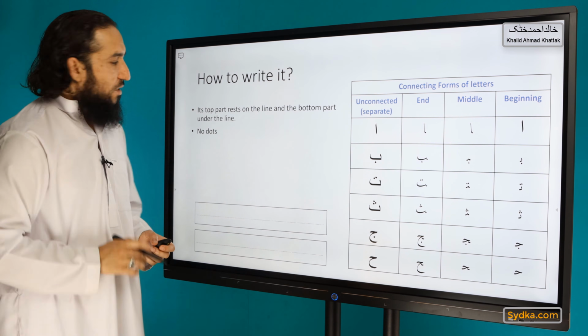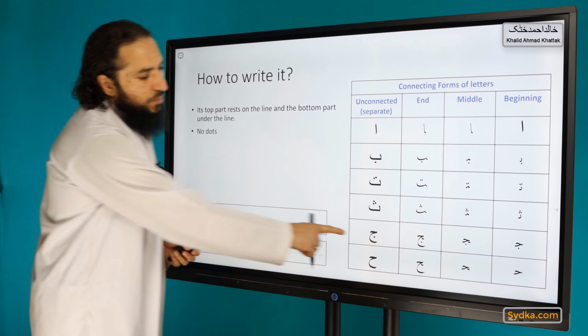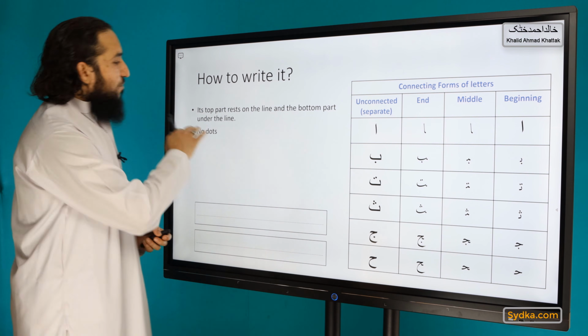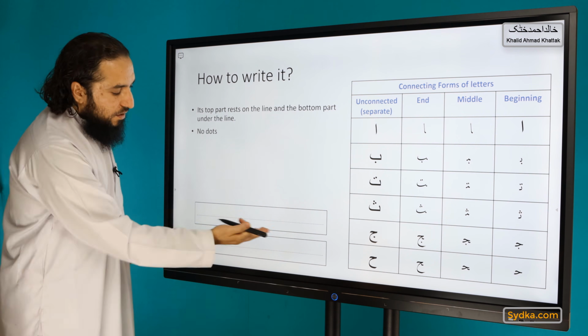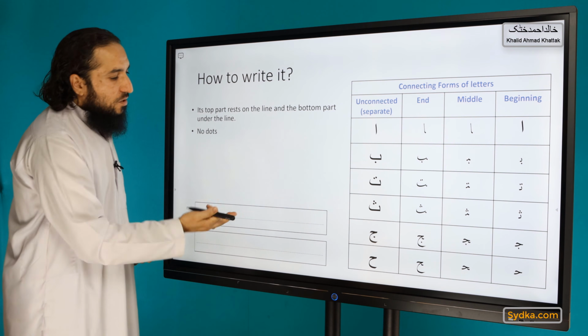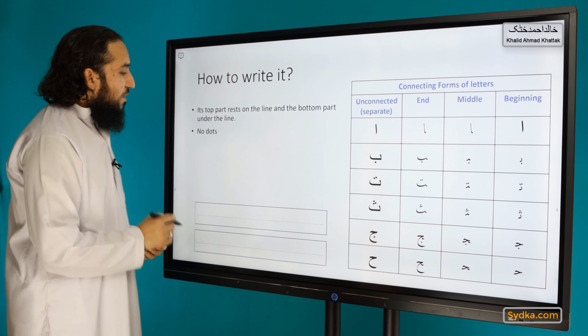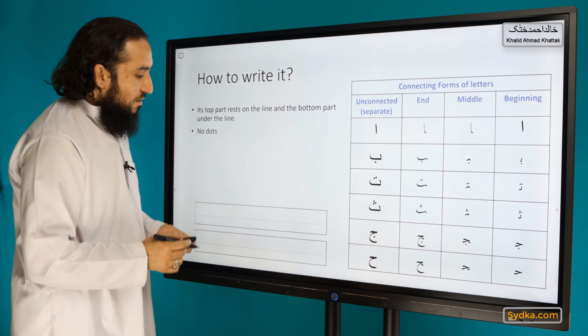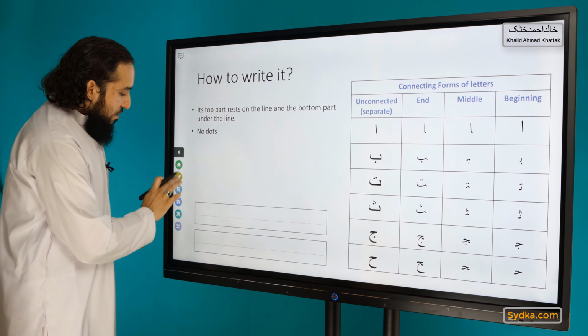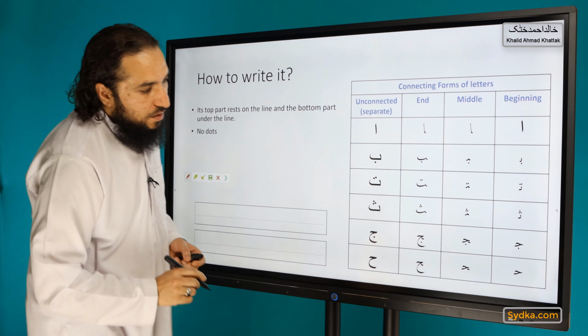Okay, how to write it? Similar to Jim, it has 2 parts. The top part rests on the line, the imaginary line, and the bottom one under the line. It has no dots inside it. How do we write it? It's practical. Let's practice it.